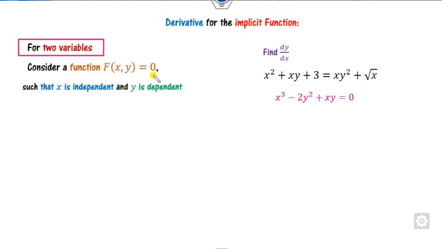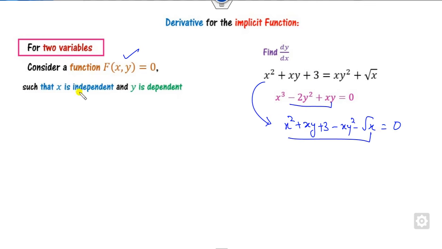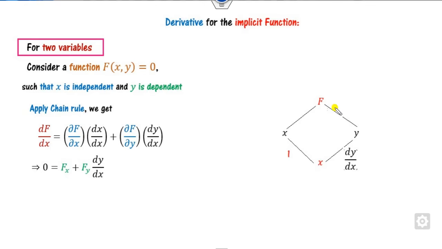What is that? If you have a function f of x, y equal to 0, I can write this function like here. So now this is my f of x, y. In this case, y is my dependent and x is my independent. That's why you can write here. Now you can define here. We can start with here.